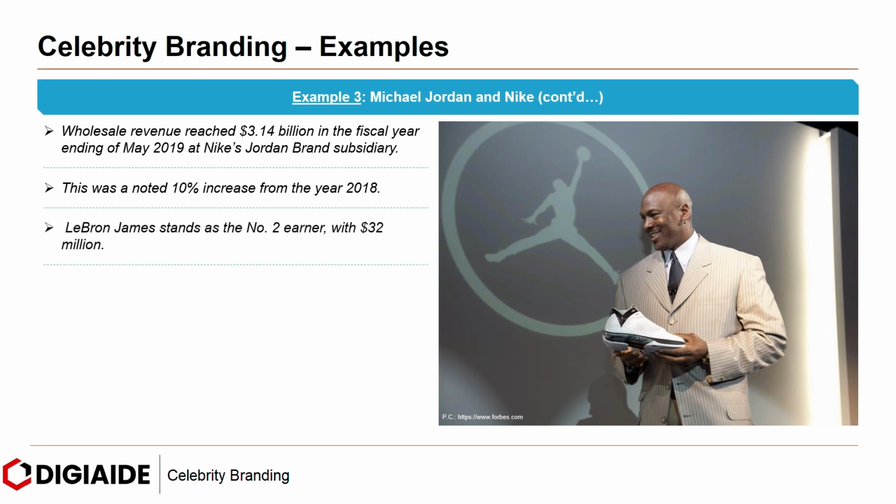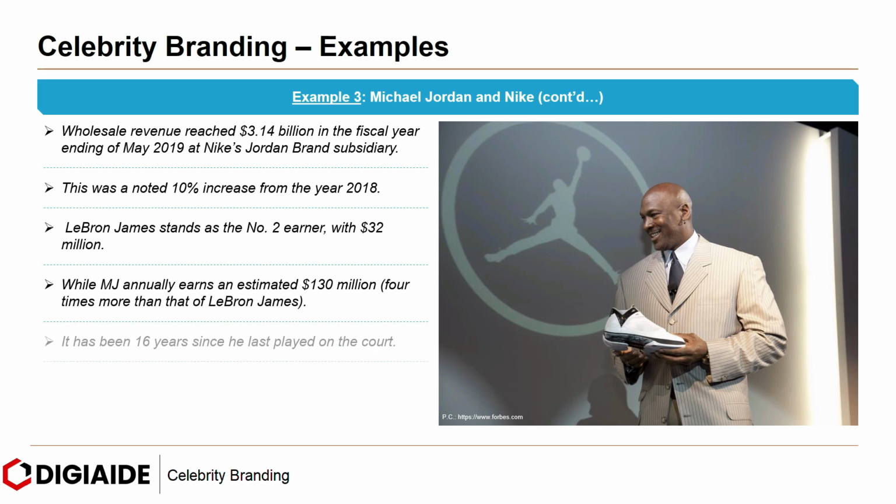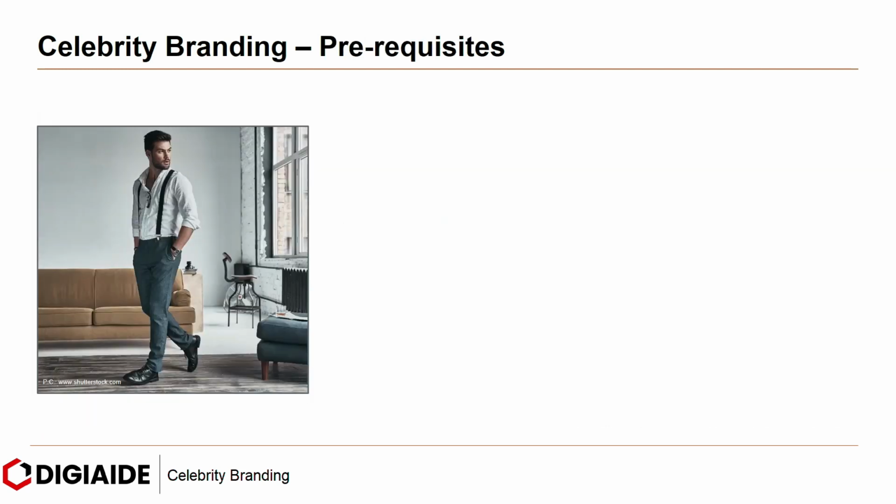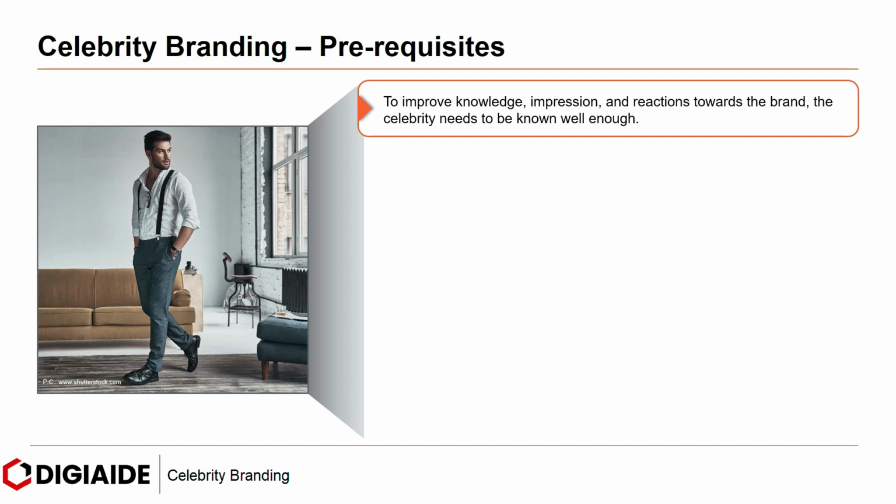LeBron James stands at number 2 earner with $32 million, while Michael Jordan annually earns an estimated $130 million, 4 times more than that of LeBron James. It's important to note, it has been 16 years since Michael Jordan last played on the court. Arguably, more Jordan branded shoes and apparel are being sold now than the signature lines of every other current NBA player combined.